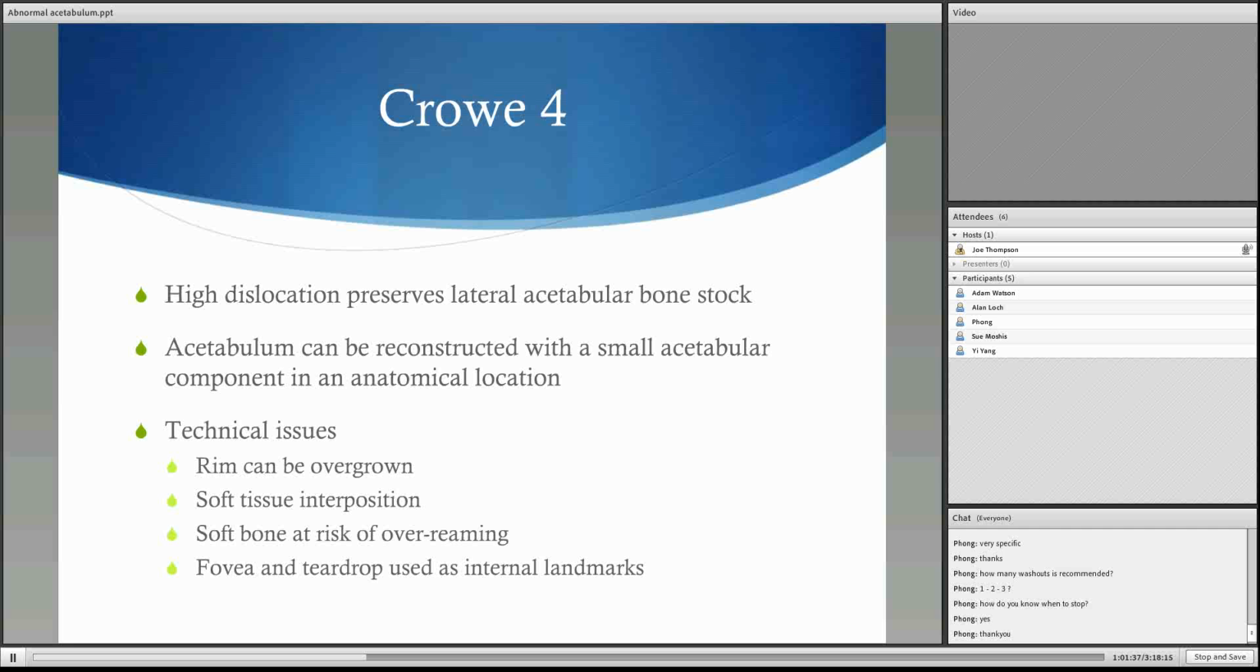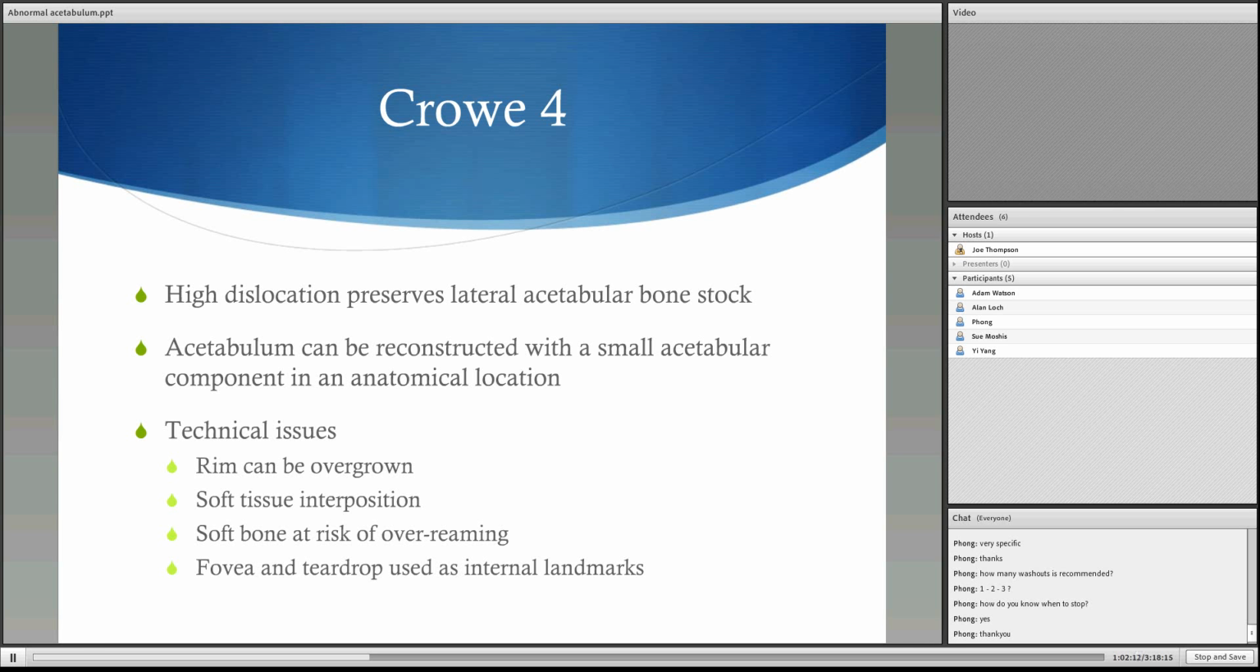Lastly, there's medialization, and that includes intentionally overreaming the medial wall of the native socket, causing a controlled comminuted fracture, a technique they call cotyloplasty. The advantages of that are you improve the coverage and decrease the joint reaction forces because the cup's in the anatomical position, but obviously the risk, because of loss of the medial wall, is catastrophic migration in this situation.